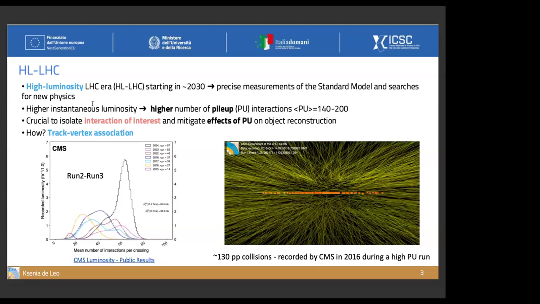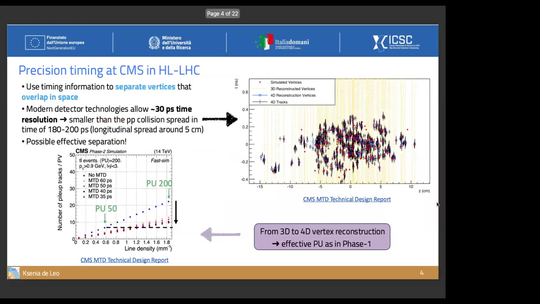Just to give you an idea of what we're talking about, I'm showing on the figure on the left-hand side the pileup profile that we have in Run 3 and we had in Run 2. Currently in 2024, the mean number of interactions is around 60, while we will have much higher numbers in HiLumi. And this is a picture of a high pileup event recorded by CMS, showing how events will look.